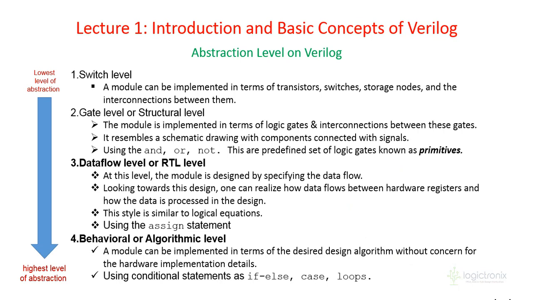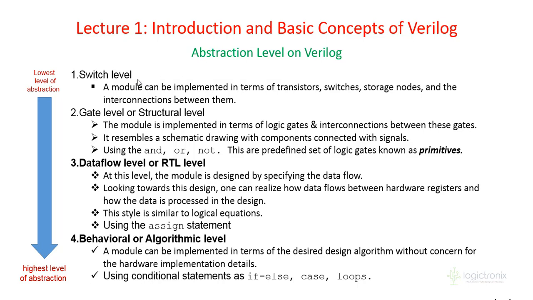So basically there are four different abstraction levels in Verilog. Abstraction level is how information can be hidden or encapsulated in the design. There are four levels. However, most literature and books talk about gate level modeling, data flow and behavioral. The lowest level of abstraction is provided by switch level abstraction, and the highest level is provided by behavioral or algorithmic level abstraction.